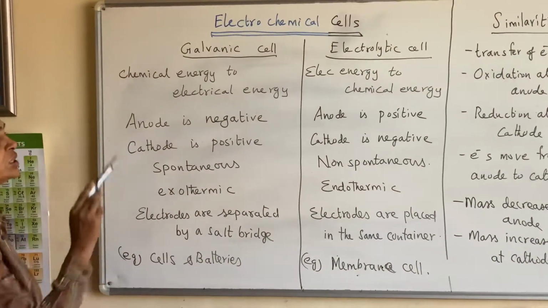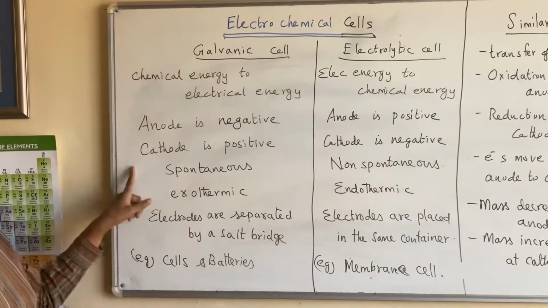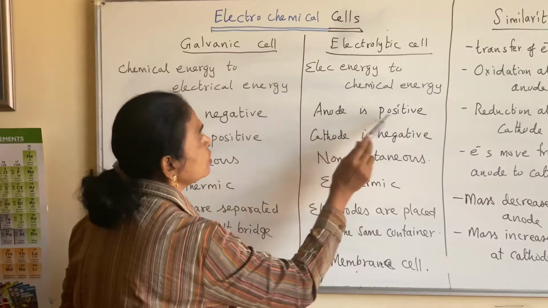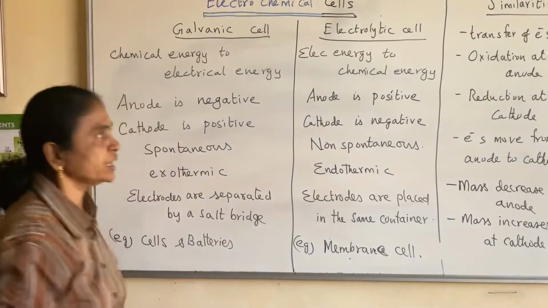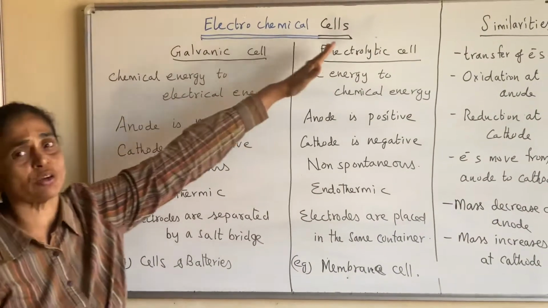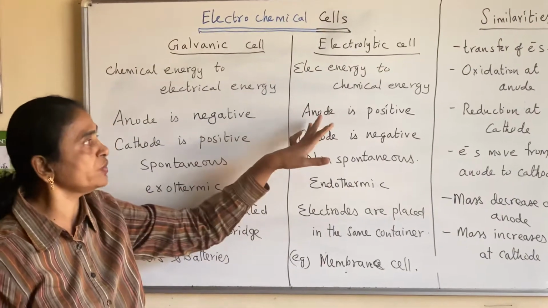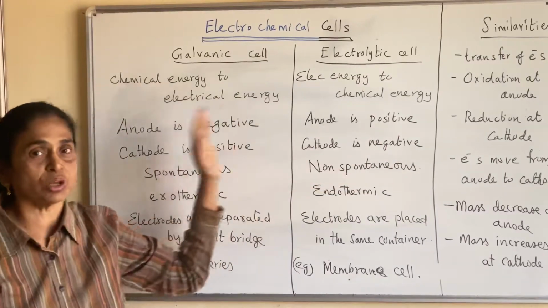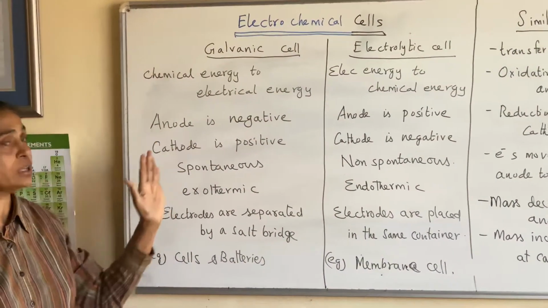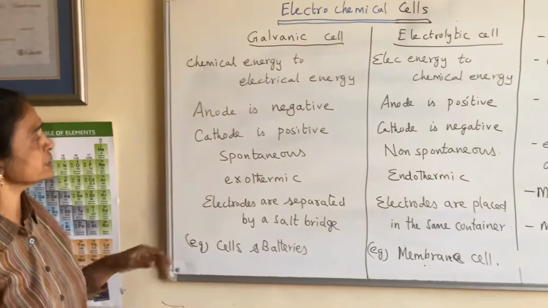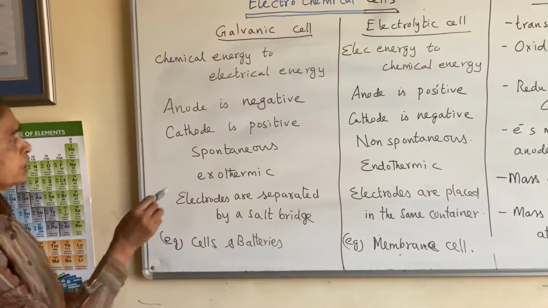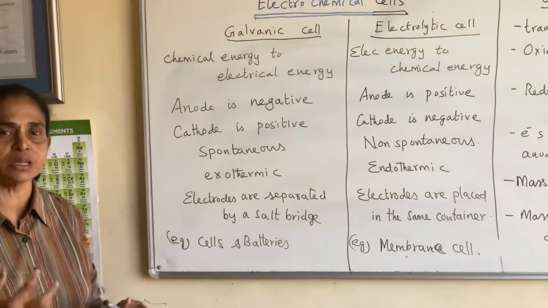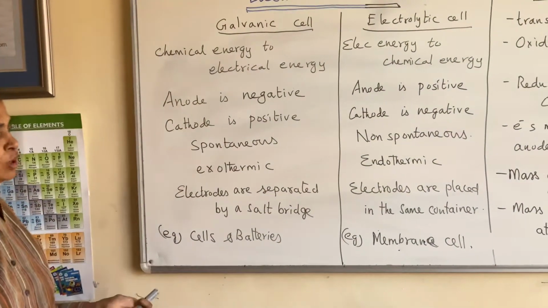Here in the galvanic cell, the anode is negative, and the cathode is positive. Here in the electrolytic cell, the anode is positive, cathode is negative. So far we had seen only the electrolytic cell in the lower classes. So always keep in your mind, anode is positive, cathode is negative there. Now we are going to come across the other type of cell, the galvanic cell, where signs are the other way around. Then this reaction is spontaneous. That means the chemicals react automatically and they give you the product.